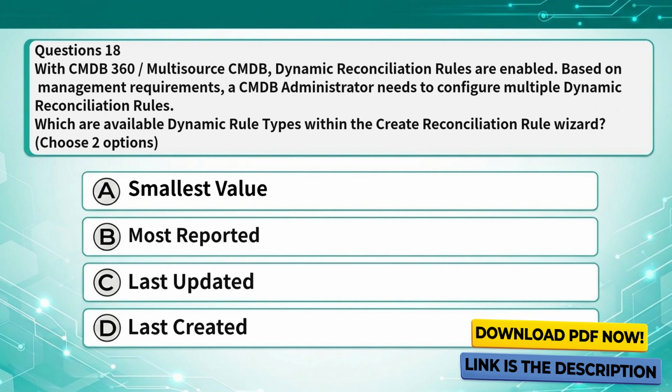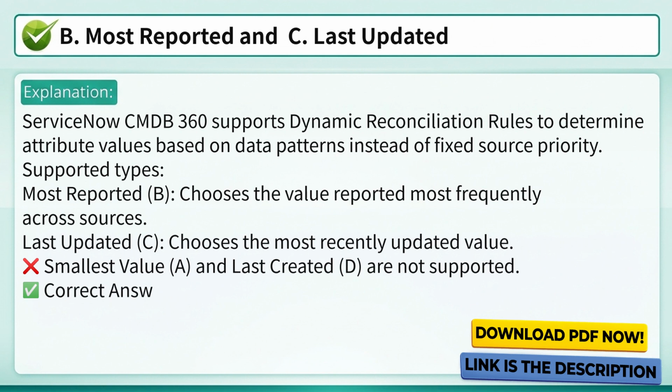Question 18. With CMDB 360, multi-source CMDB, dynamic reconciliation rules are enabled. Based on management requirements, a CMDB administrator needs to configure multiple dynamic reconciliation rules. Which are available dynamic rule types within the Create Reconciliation Rule wizard? Choose two options. A. Smallest value. B. Most reported. C. Last updated. D. Last created. Answer: B. Most reported, and C. Last updated.